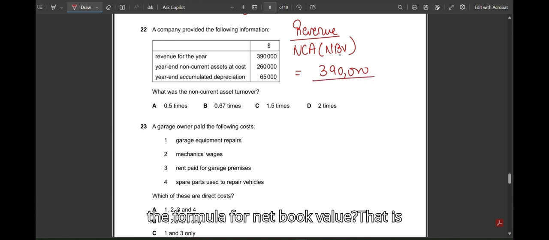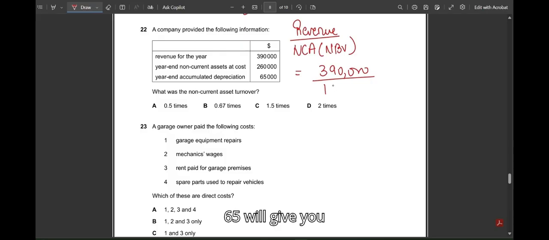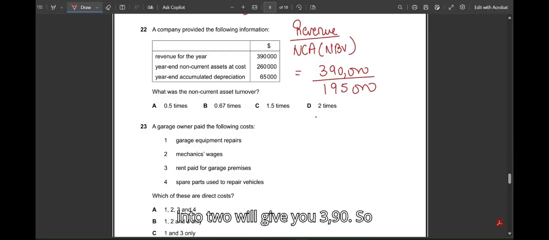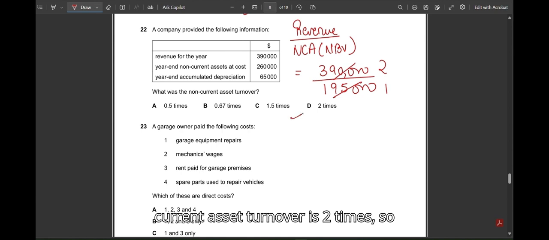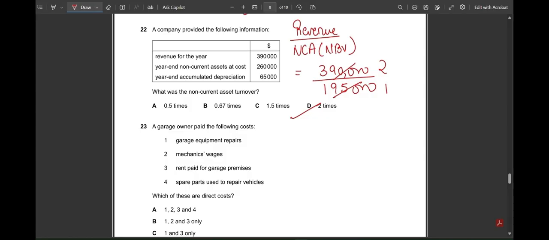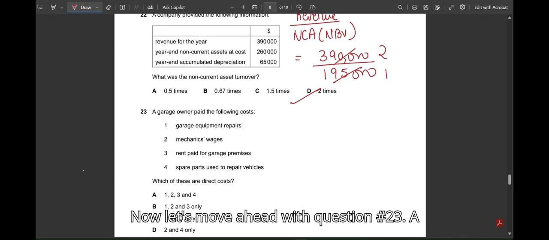And what is the formula for net book value? That is cost minus depreciation of the non-current asset. So 2 lakh 60 minus 65 will give you 1 lakh 95,000. Now 1 lakh 95,000 into 2 will give you 3 lakh 90. So that means this would be 1 is to 3. So your non-current asset turnover is 2 times. So hence the right answer is D. I hope you are understanding. Now let's move ahead with question number 23.